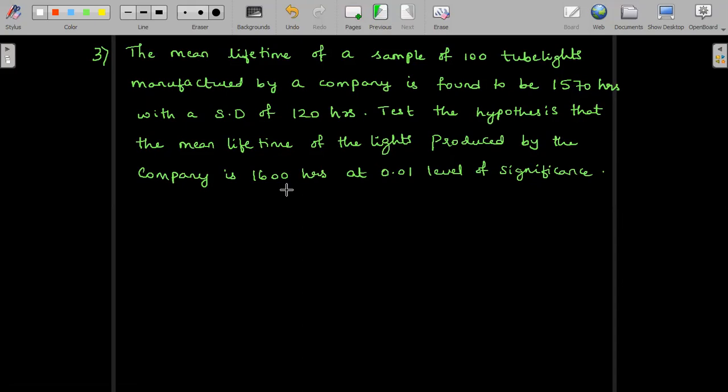So let us analyze and write down the given data and solve the problem with the help of the formula for Z. So by data, n is equal to 100. N is given as 100. For this sample, n equal to 100, mean x bar is equal to 1570 and standard deviation S is equal to 120. So for that sample, the standard deviation is given, so we denote it by S.